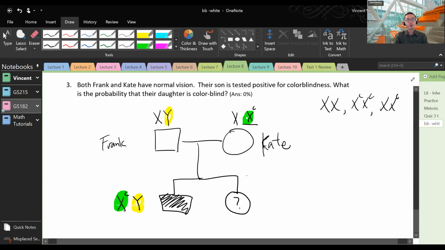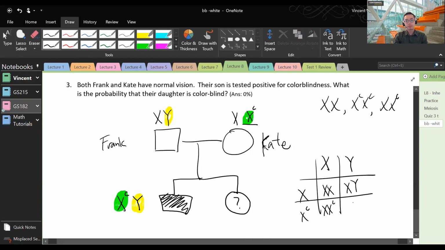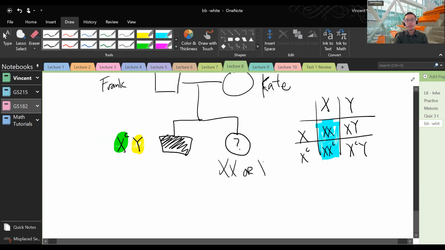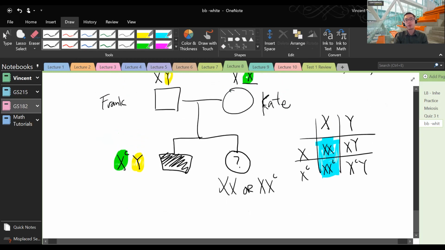Okay. So the question is, what's going to happen to the daughter? Is their daughter going to be colorblind or not? So let's take a look. Frank here is going to pass on either an X or Y. And for Kate, it's X and XC. So if I do all these, we'll see that these are the genotypes for the daughter, right? So the daughter here is either XX or XXC. We do not know for certain.